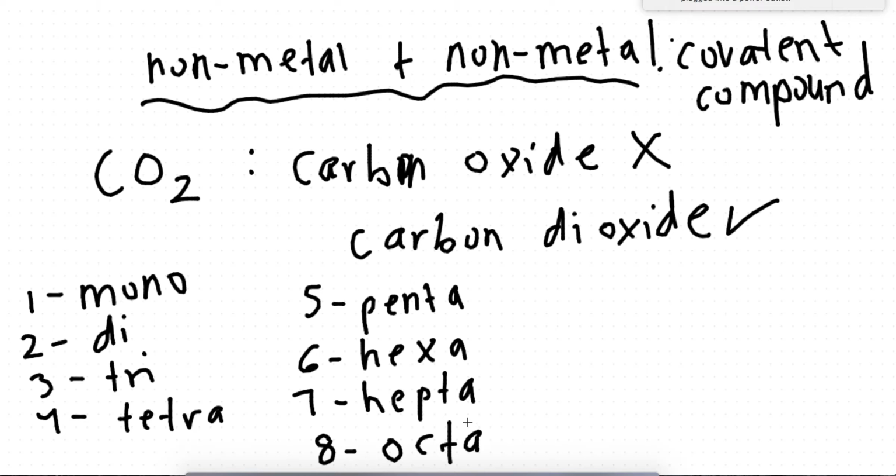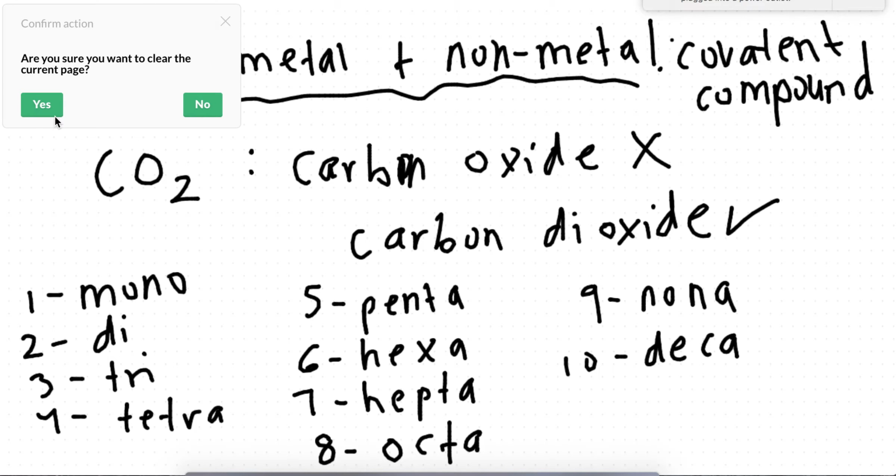Octa for 8. 9 is nona. And 10 is deca. Only used when you have a covalent compound. Only used when you have two non-metals, basically. So, I'm going to give you guys lots of examples and we do this, okay?